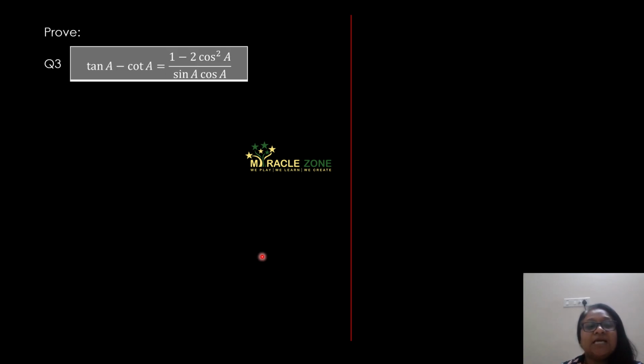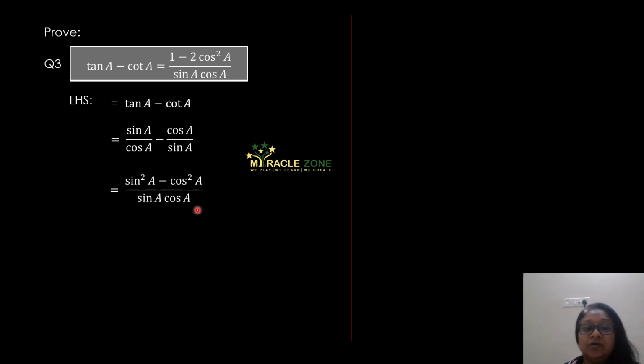Next one is tan A minus cot A equal to (1 minus 2 cos square A) by sin A cos A. As we have learned, what is tan A? tan A is nothing but sin A by cos A, and cot A is nothing but cos A by sin A. So what is the LCM? It is sin A cos A. So when you cross multiply, you will get (sin square A minus cos square A) by sin A cos A.